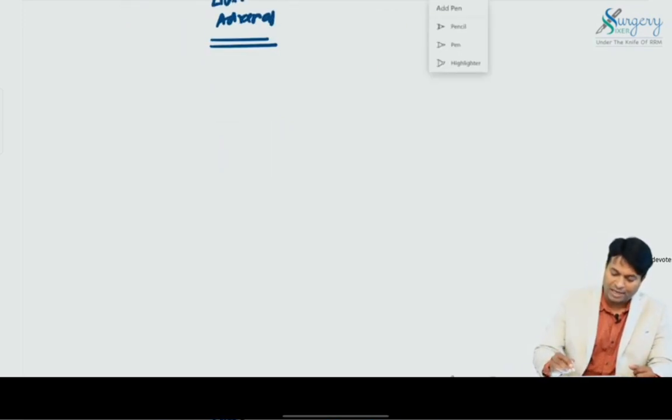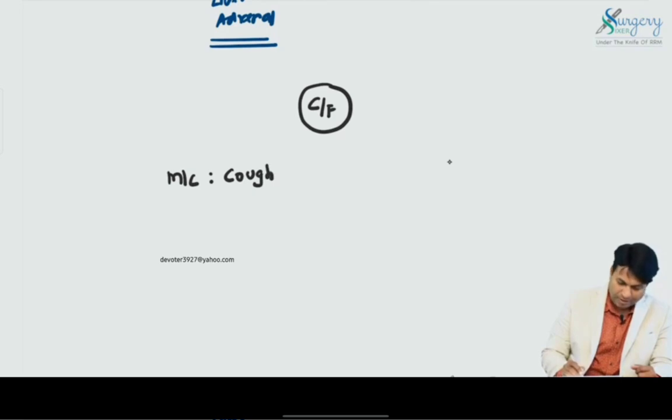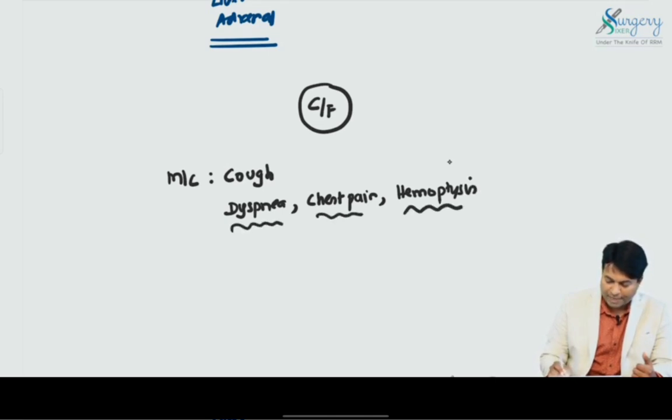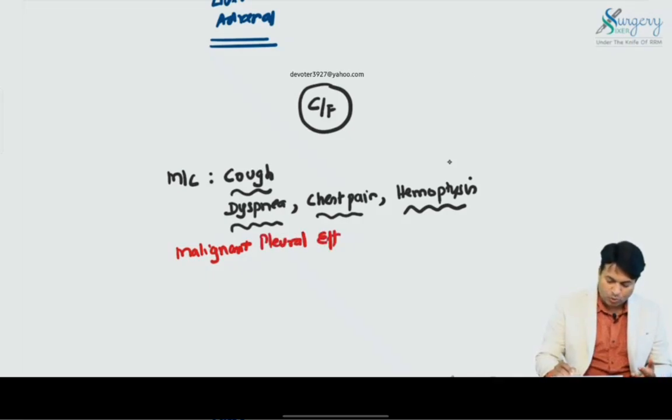Now coming to the discussion on clinical features. Clinical features of lung cancer: the most common symptom is cough. Patients come with cough, dyspnea, chest pain, and hemoptysis. Cough is the most common symptom. They can present with a malignant pleural effusion at presentation itself.